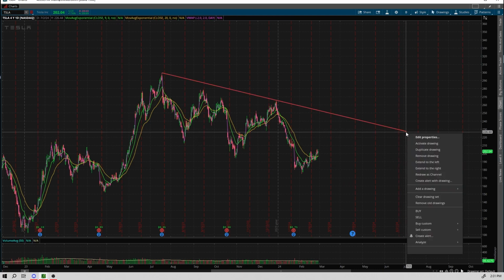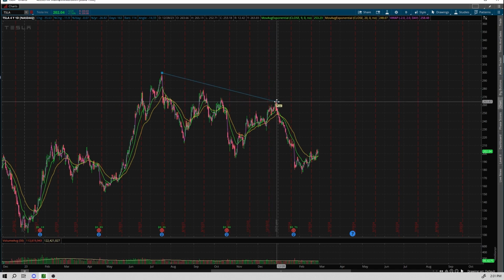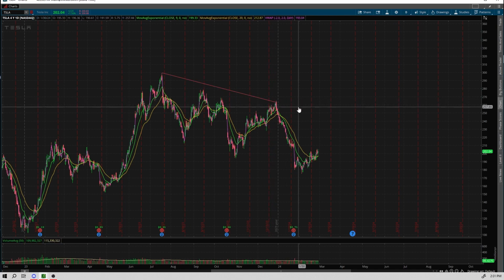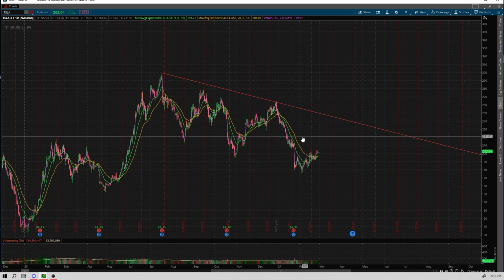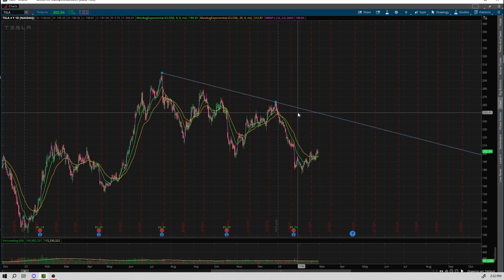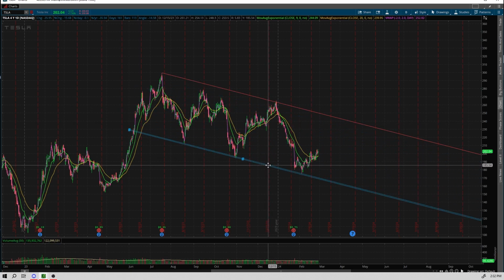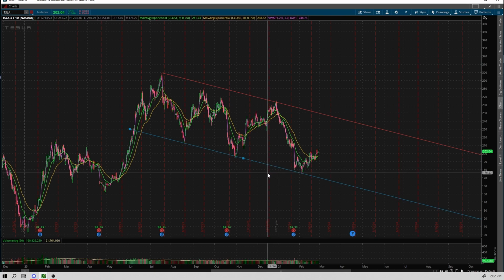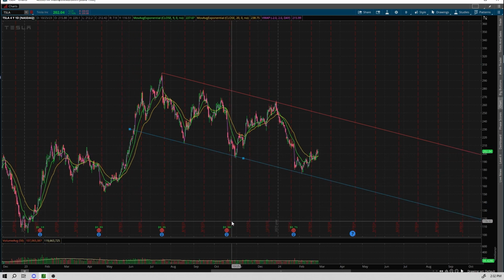So let me activate this one as well, and let's put that right on the wick. We're going to extend this to the right. Let's duplicate this now. We'll duplicate it, and we'll come down here and we'll draw our bottom trend line. So that's what we have for our bottom trend line.